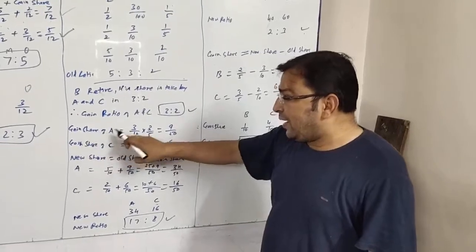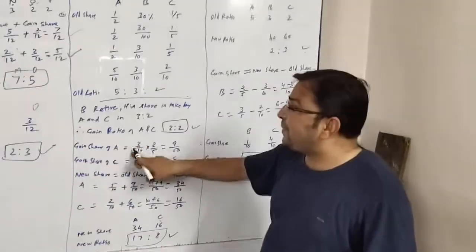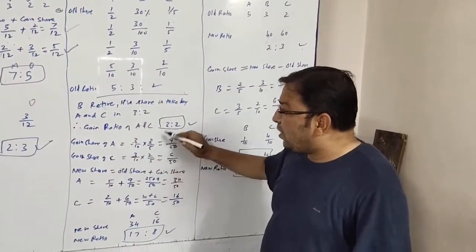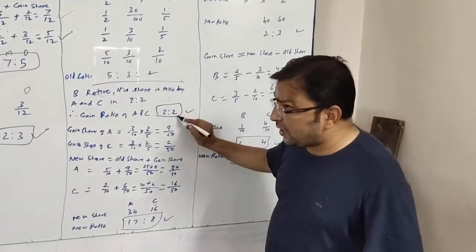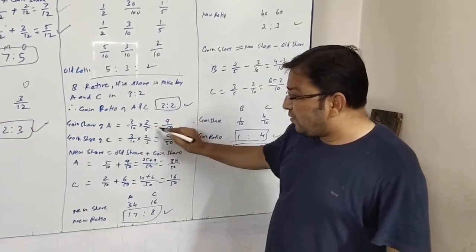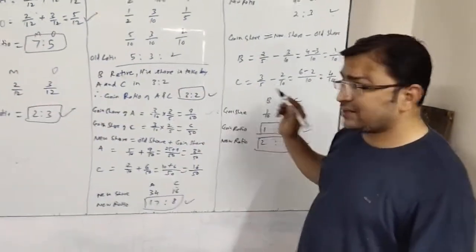Let us find the gain share of both. Gain share of A: share of the retiring partner. Who is the retiring partner? B. B's share is 3 by 10. So 3 by 10 into his gain share based on the gain ratio, 3 by 5. So 3 into 3 is 9, 10 into 5 is 50. 9 by 50 is the gain share of A.